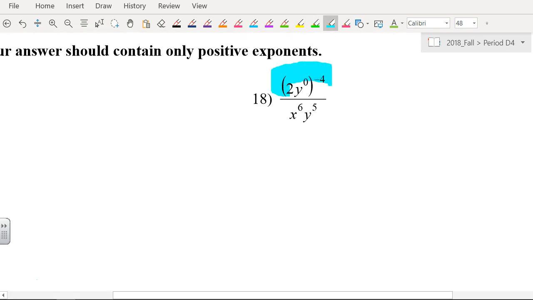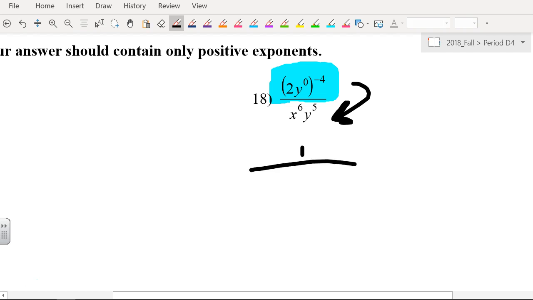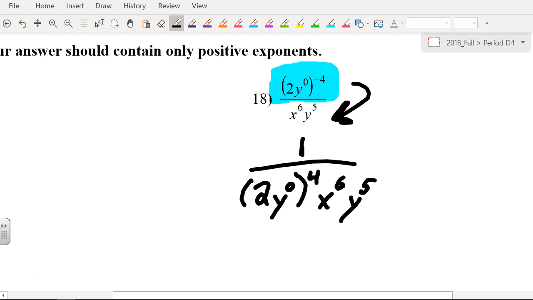So 18, this has a negative exponent, so what do we do with negative exponents? We move them to the denominator. So why don't we just rewrite it like that? There's a couple different ways to do this, but I'm going to leave 1 in the numerator, because everything else is gone. I have 2y to the 0 to the 4th power. See, I already moved it to the denominator, so it's not negative anymore. What now? What do you think? Anybody have an idea? Yeah, but how do I simplify it?